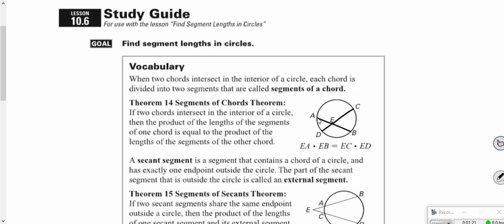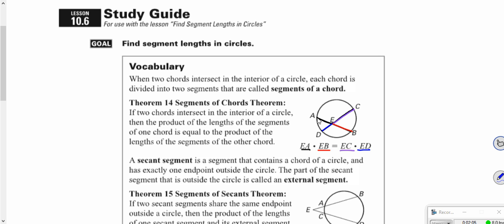So in theorem 14, segments of chords theorem, if two chords intersect in the interior of a circle, then the product of the lengths of the segments of one chord is equal to the product of the lengths of the segments of the other chord. So this one, if we use some color here, EA, actually I'll keep it black, that's EA, and times EB, here's my EB, equals EC, that's this piece, times ED.